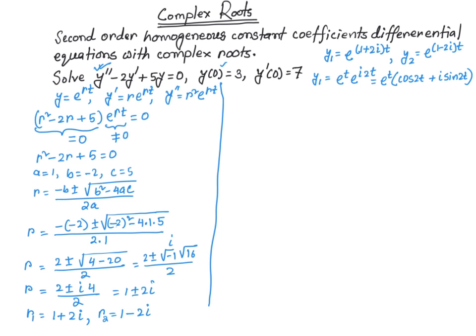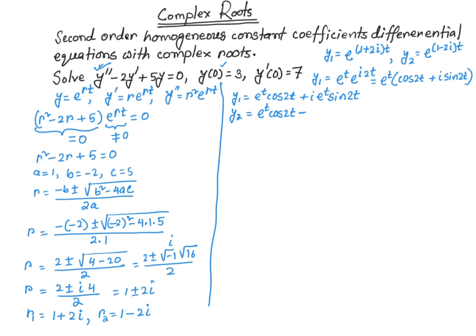Now I could simplify this a little further. y1 is going to be e to the power t times cosine of 2t plus i times e to the power t times sine of 2t. Similarly, for y2, if I simplify it, I'm going to get e to the power t cosine of 2t.